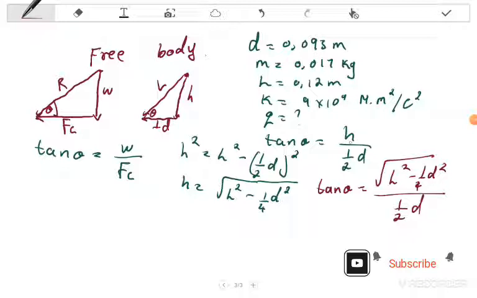So we want to substitute h with what we are given, which in this case is L and D. So we can use these two to find h using the theorem of Pythagoras. Okay, so now we have these two things here. We have tan theta here, and we have tan theta here.